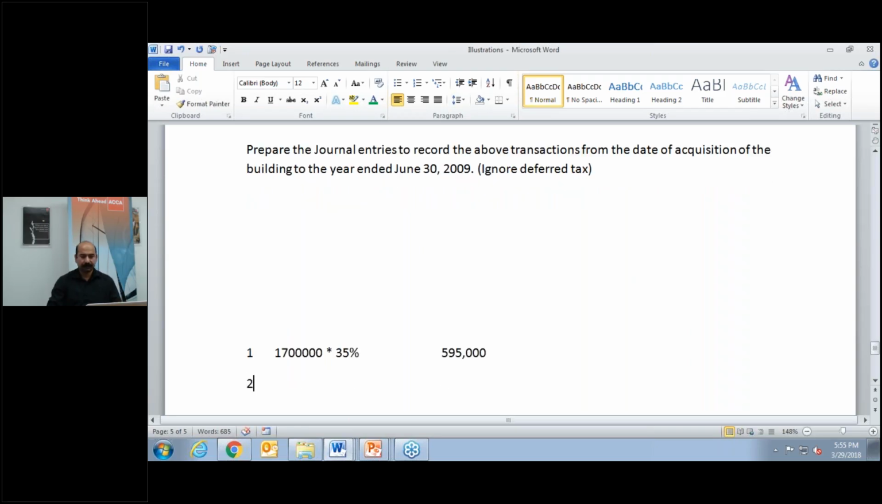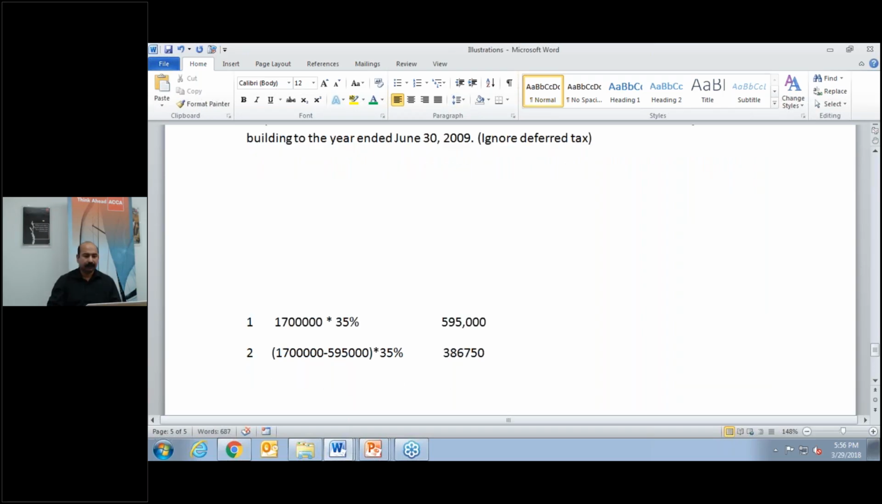Second year depreciation is, of course, on the net book value, which will be 1,700 minus 595, into 35%. So this will give us 386. Can you please repeat the calculation? Yeah, just check the calculations.